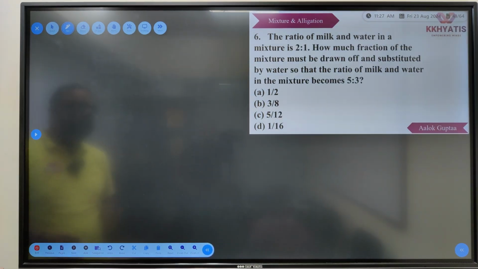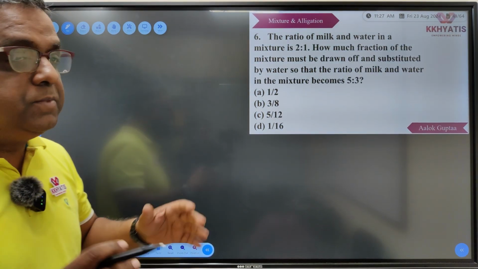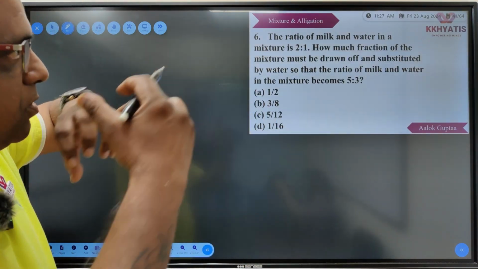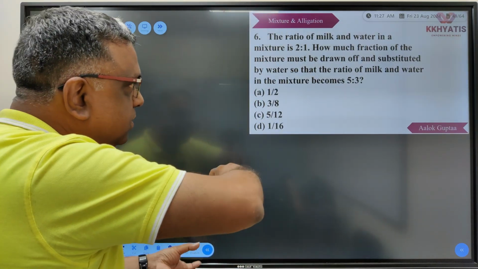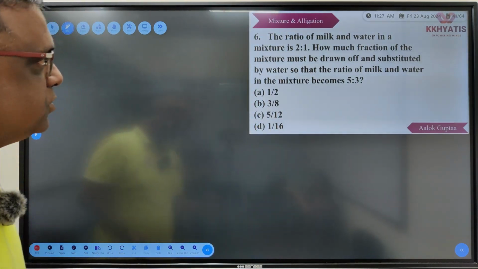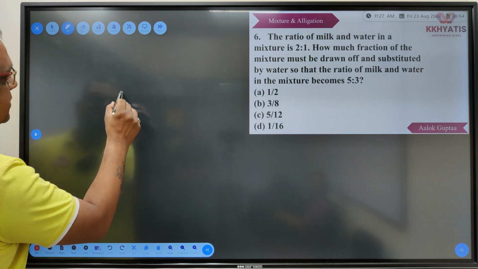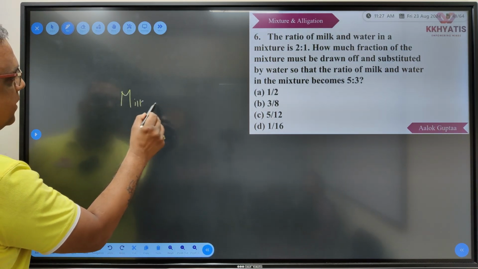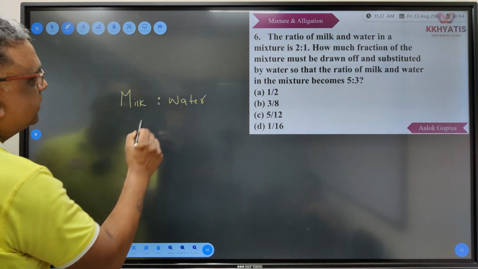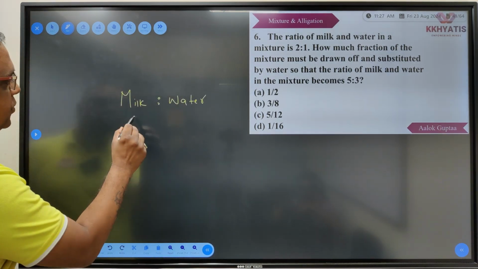Okay. The ratio of milk and water in a mixture is 2:1. How much fraction of the mixture must be drawn off and substituted by water so that the ratio of milk and water in the mixture becomes 5:3? So here also what they're saying is there is a vessel in which there is milk and there is water. Correct. And that ratio is 2:1.